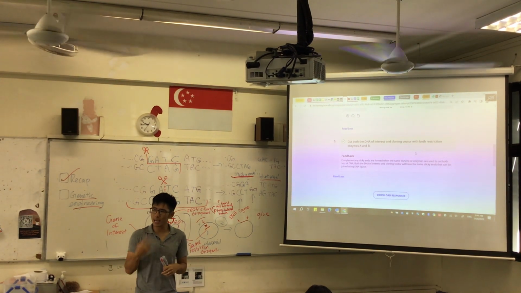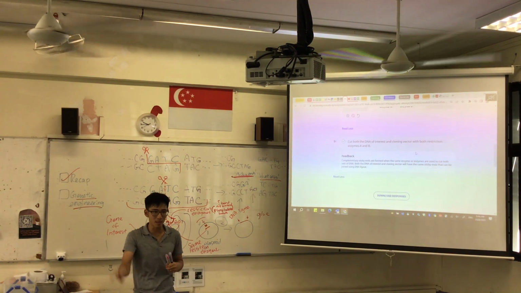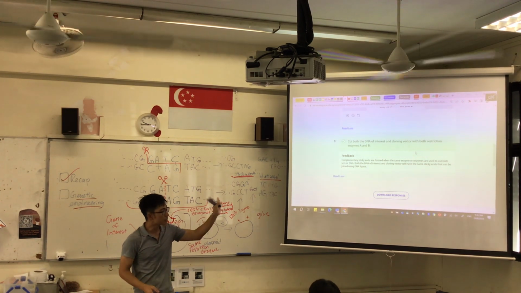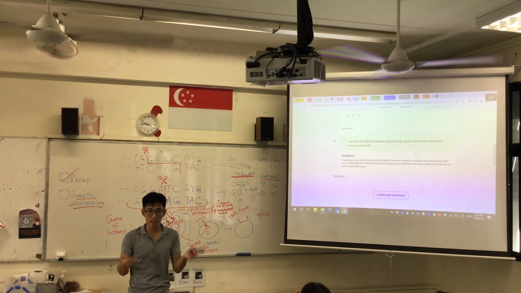Okay? If I use A to cut the DNA out, then I use B to cut the plasmid, it will not match like a puzzle. So this answer cannot be interpreted that way. You cannot use both at once, but you can use both exclusively.